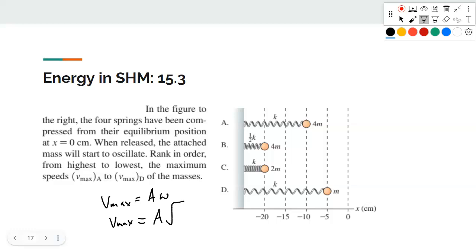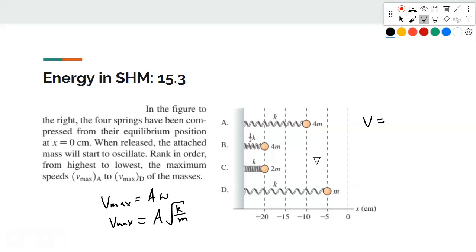Okay, good. So root k over m. And so now we just have to basically evaluate this for each of these systems. So they tell us the spring constant. They're all spring constant k except option B. But let's just go through quickly. I'm not going to write v max, I'm just going to write v. But let's write these down for each.